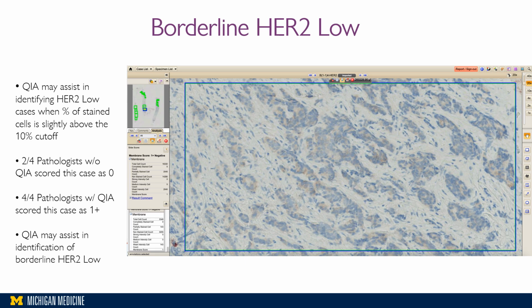When we introduced the quantitative image analysis into the evaluation process, the results were unanimous. All 4 pathologists scored the same case as 1+. This demonstrates the power of quantitative image analysis to help pathologists identify slight staining that may otherwise go unnoticed.